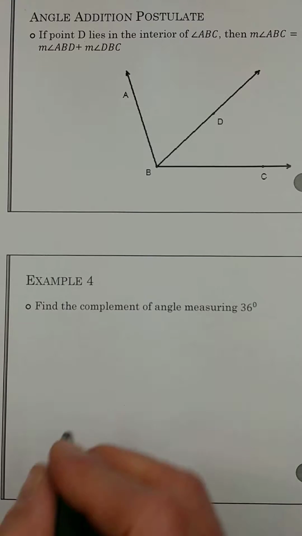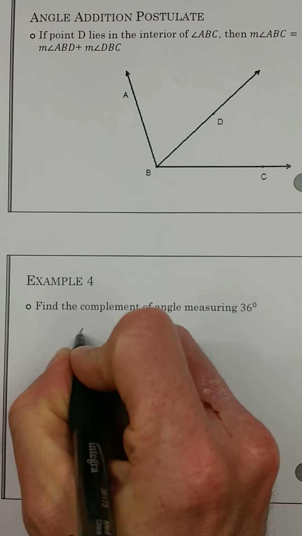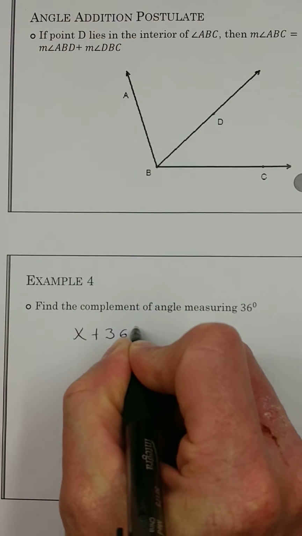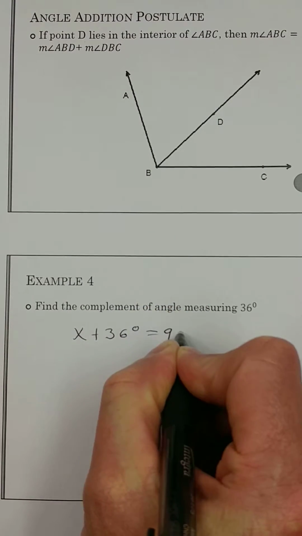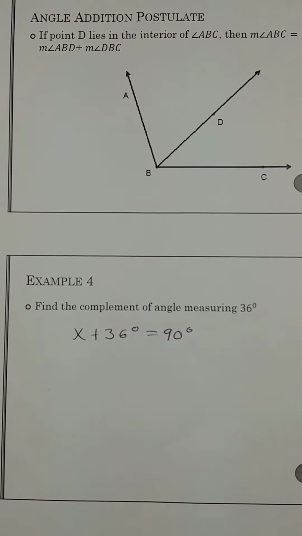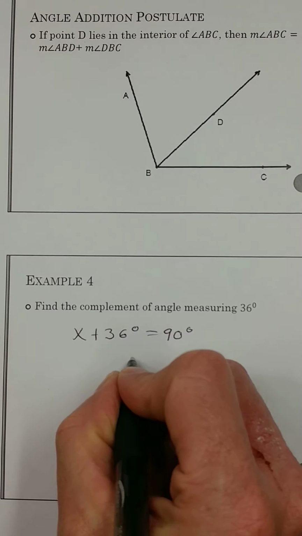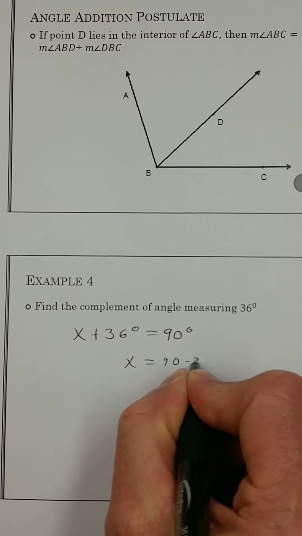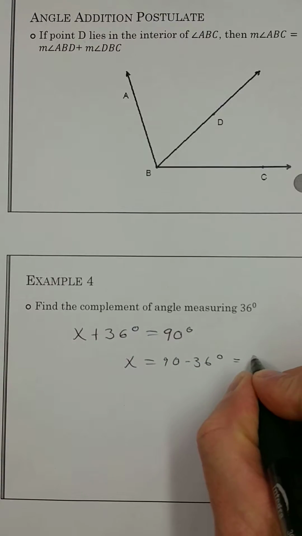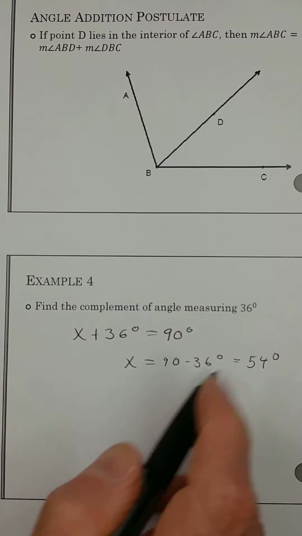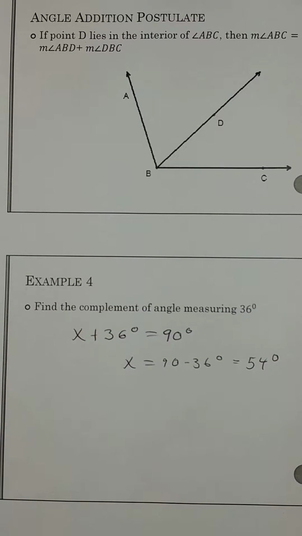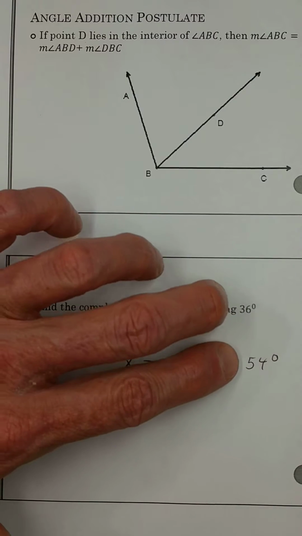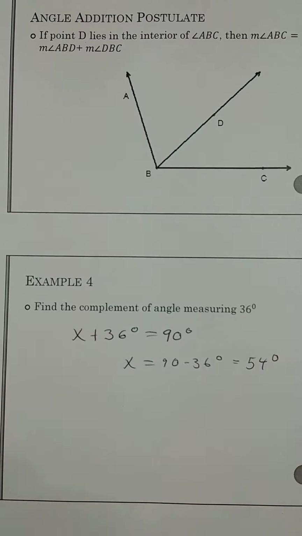Well, that basically just answers the question, what angle plus 36 degrees will give you 90, the complement? And we would just find that by subtracting, which would give me 54 degrees. So 90 minus 36 would be 54 degrees. So 54 is the complement of 36. And when they're complements of each other, they add up to 90.